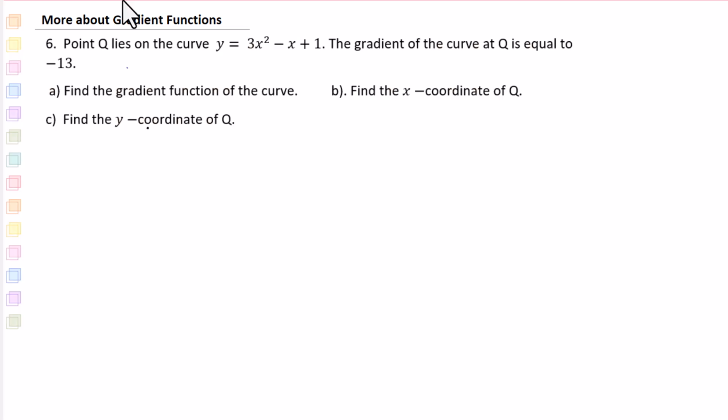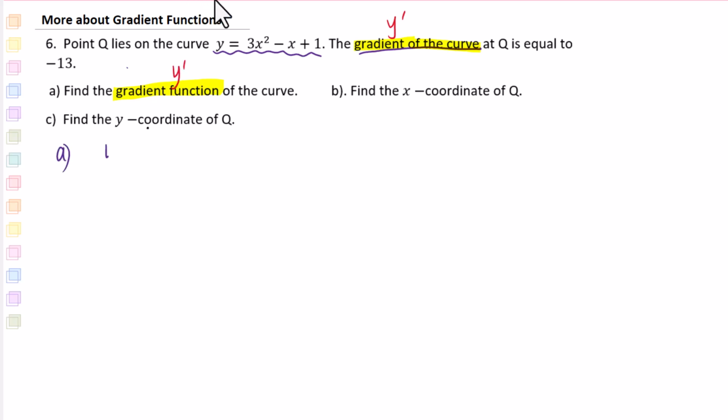Let's go to question 6. Point Q lies on the curve y equals 3x squared minus x plus 1. The gradient of the curve at Q is equal to negative 13. Here are the keywords: gradient of the curve means the derivative of y. A. Find the gradient function. That means we are looking for dy dx or y prime.